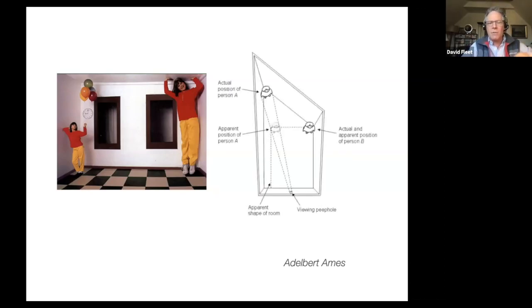And the reason is because the shape of the room is actually like this. This girl over here on the left is actually much further away from the camera than the girl on the right. But this is a very strangely shaped room, interestingly, and you view the room from down here in the bottom. You view it from this peephole.